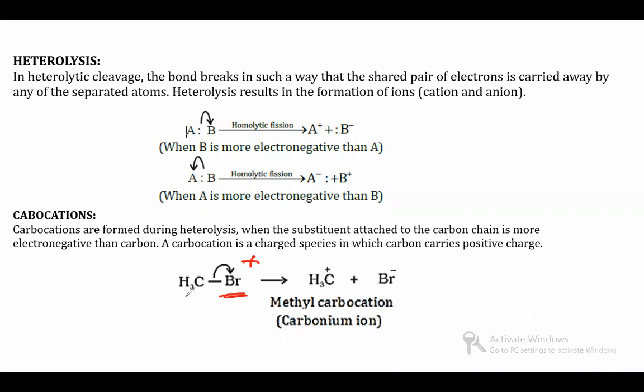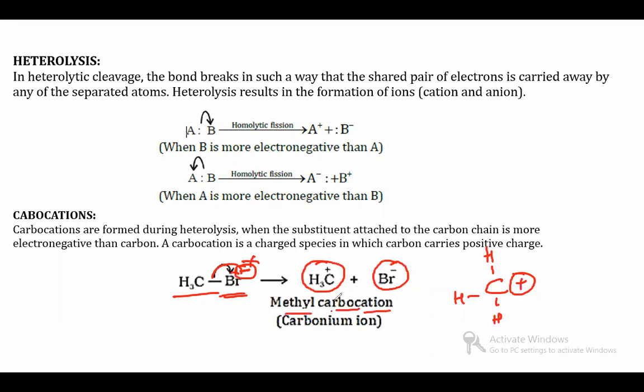Yes, sir. What happens? CH3 and Br. Br is a more electronegative halogen, which drags the pair of electrons towards the bromine. So carbon will get a positive charge, which forms CH3 plus and Br minus. This we also call methyl carbocation, because three hydrogens are here and the other is a positive charge, which is called methyl carbocation.